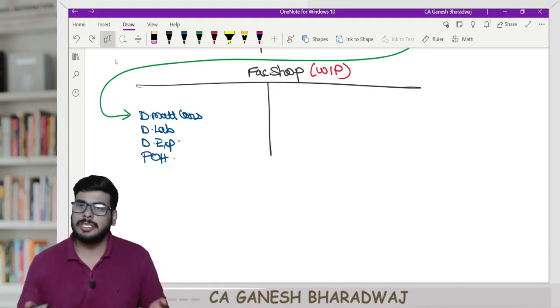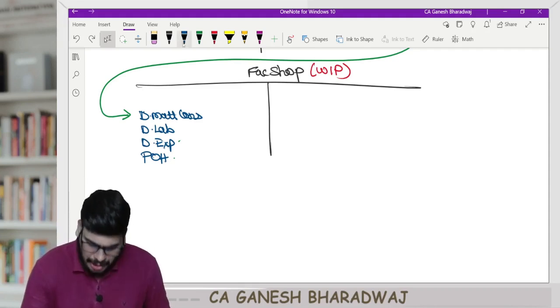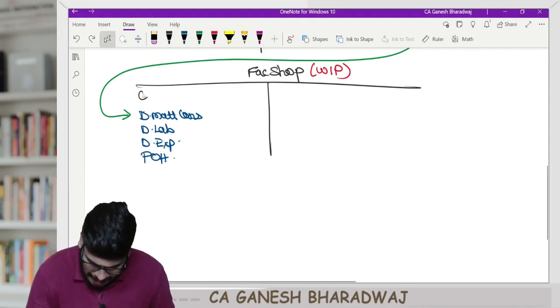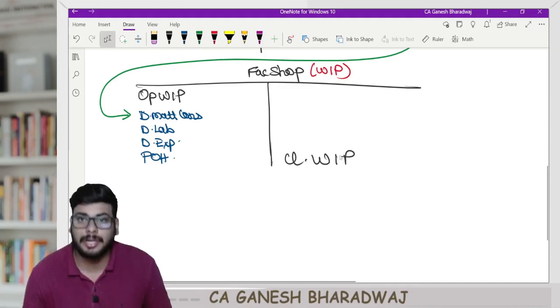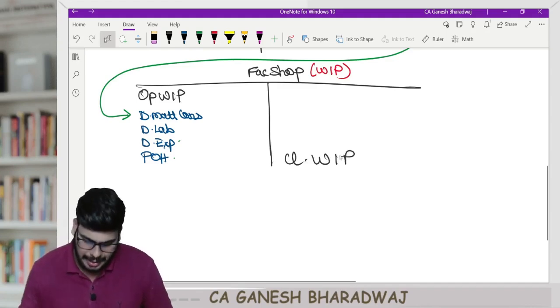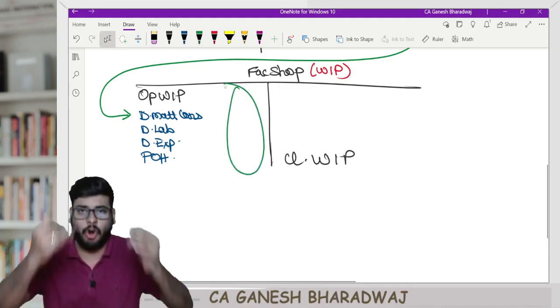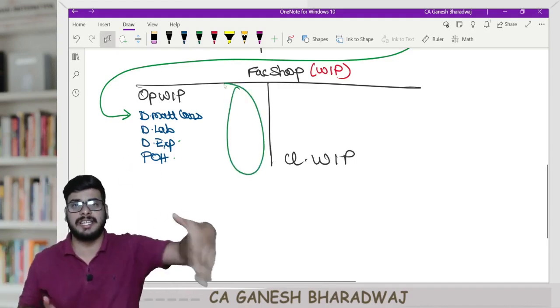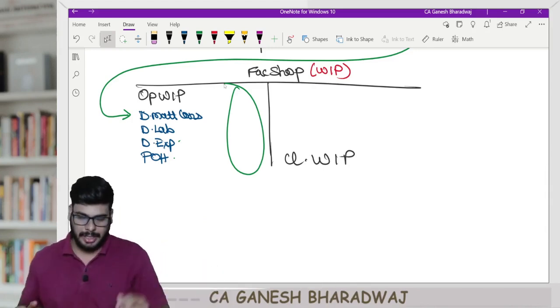Now, similarly, we are talking about our WIP area. Even in the WIP area, I can have opening WIP, and I can have closing WIP. Are you clear with this? So basically, this is the sum total of all the costs incurred inside the factory shop, using the cost that is being incurred in the factory.